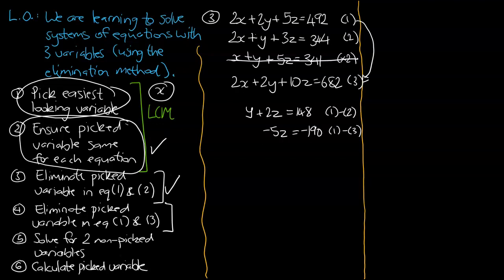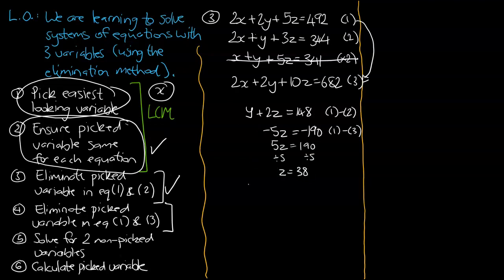So let's make them both positive. So we've got 5z equals 190. And if I divide by 5 on both sides, I know that z will be equal to 38. So that's nice and easy. Now that I've got the answer to z, I'm going to cram it back into the previous yz equation that I had, and that'll let me figure out what the y value is.